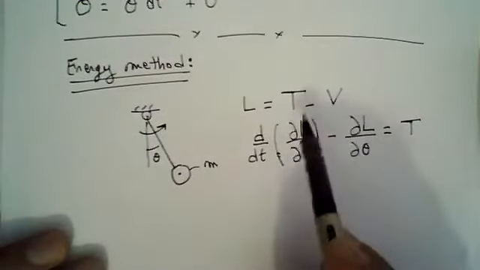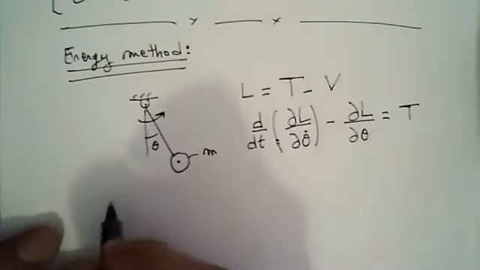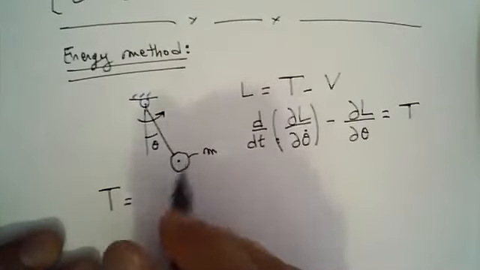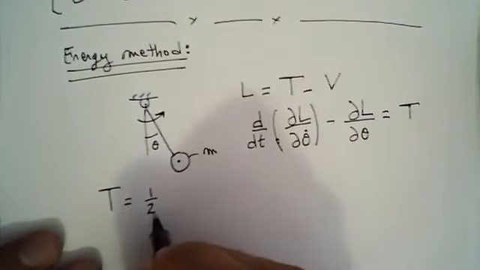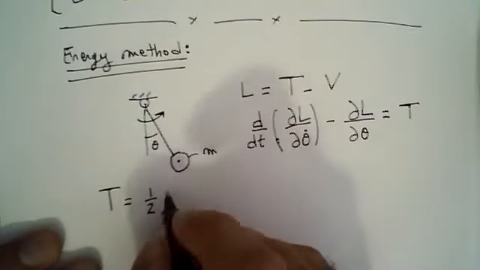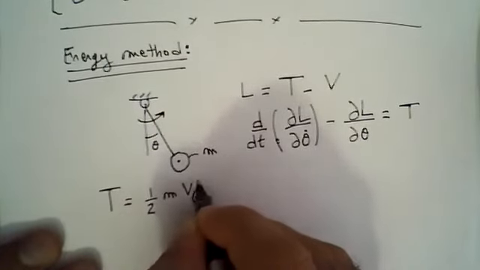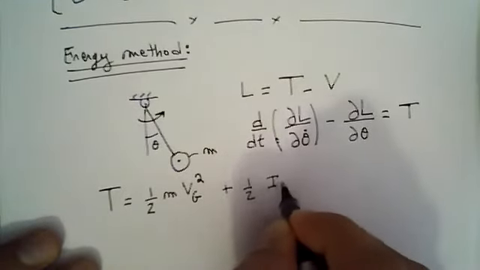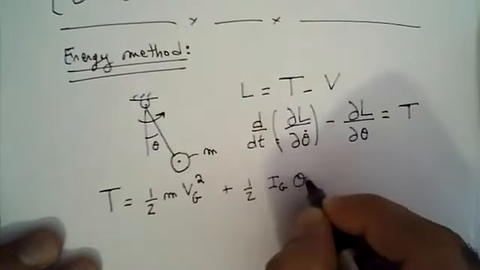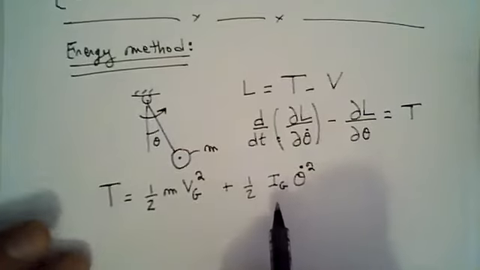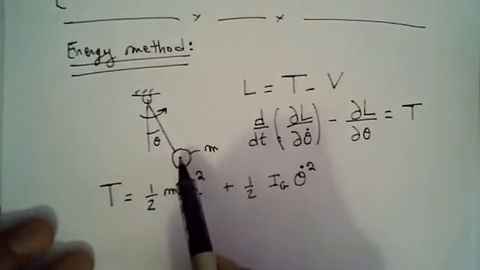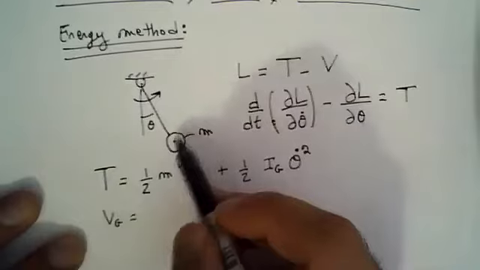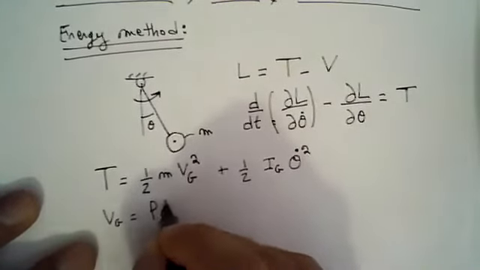Well, let's begin by finding T. What is the kinetic energy of the system here? The kinetic energy of this mass is equal to, always, a rotational component and a translational component. The translational component is going to be 1 over 2 m times the velocity of the center of gravity squared, plus 1 over 2 the moment of inertia about the center of gravity multiplied by theta prime squared. So I have to calculate the velocity of the center of gravity here. I think most of you can quickly see that this is nothing but the tangential velocity, which is equal to L times theta prime, right?